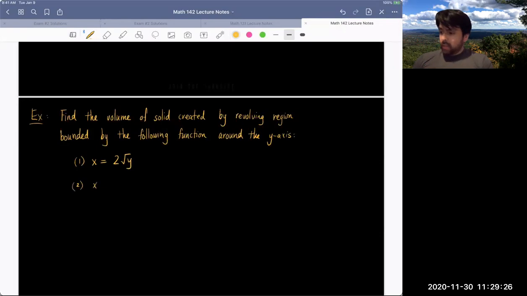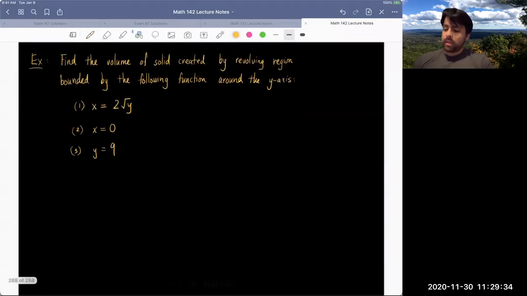Pardon me. The other one will be x equals 0, and I got y equals 0. So then y equals 9, pardon me. So then let's sketch this. Really, sketching is probably one of the most important things here because it gives us an idea of how to proceed.